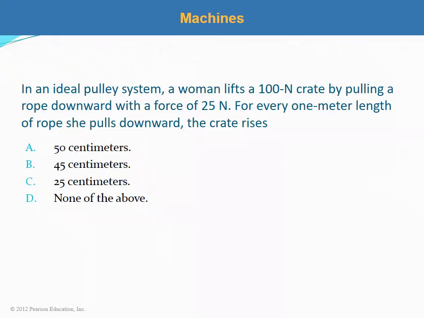In an ideal pulley system, a woman lifts a 100 Newton crate by pulling a rope downward with a force of 25 newtons. For every 1 meter length of rope she pulls downward, the crate rises A, 50 centimeters, B, 45 centimeters, C, 25 centimeters, or D, none of the above.